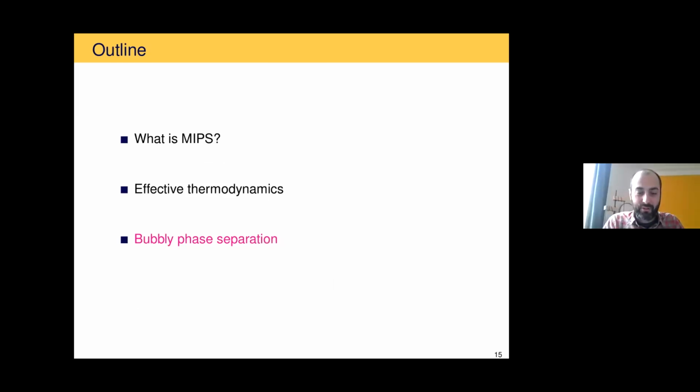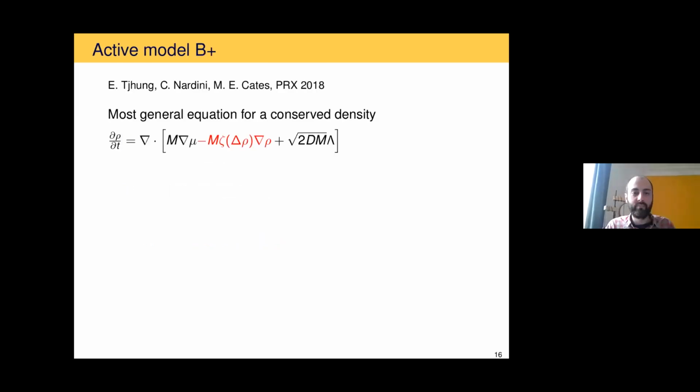Okay, so let me come to my last part about bubbly phase separation. In this paper, Mike Cates and collaborators in 2018 introduced an even more general model that they call active model B+. In my language, it would be the even more generalized Cahn-Hilliard equation. Very nice name.